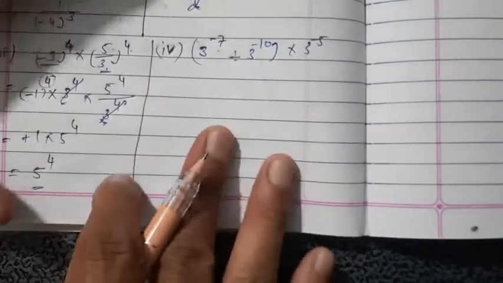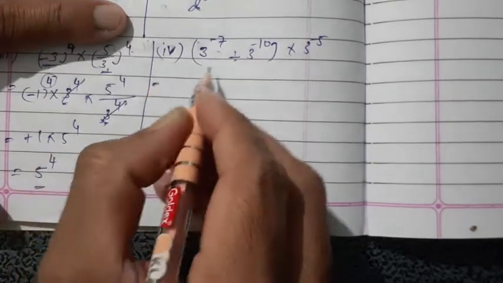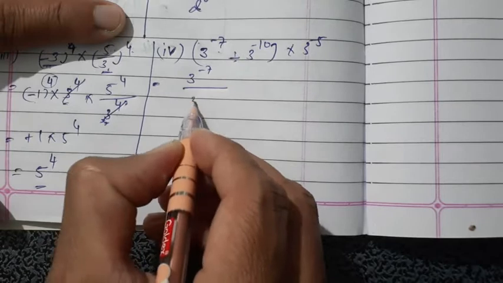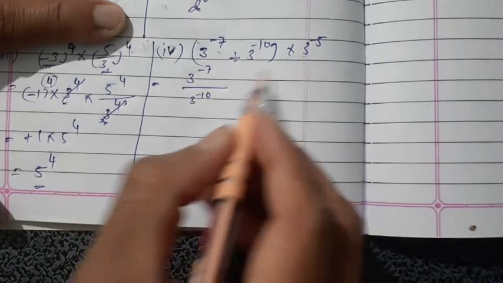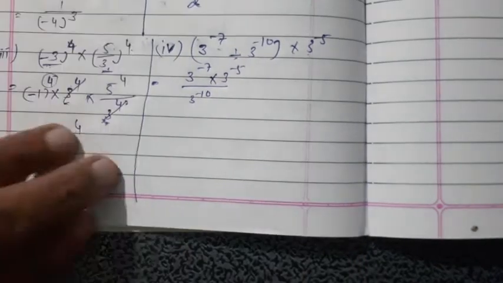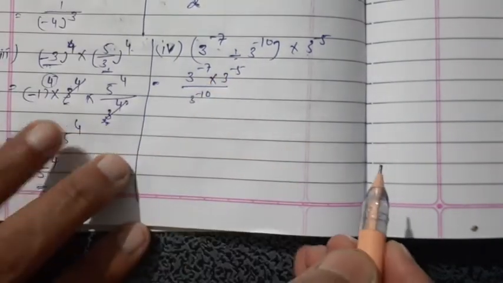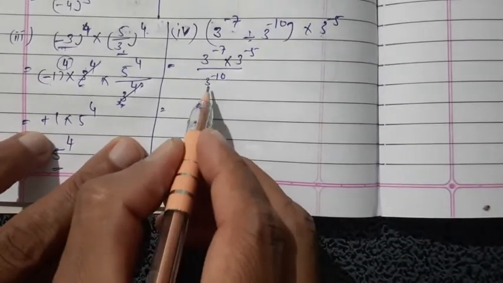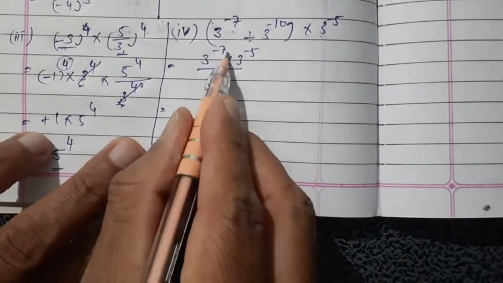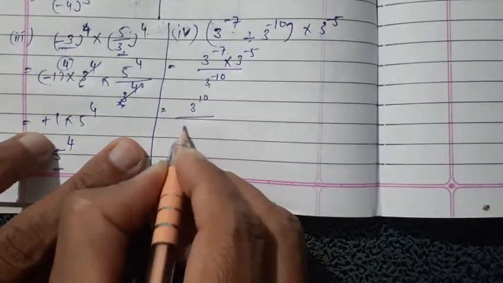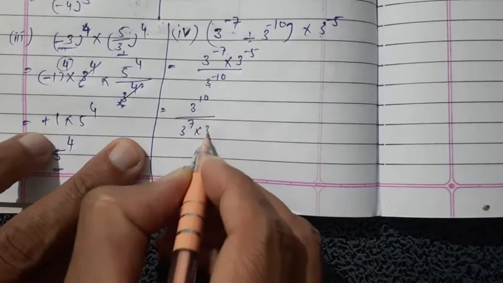Okay, so we write it down in fraction form. Look, 3 raised to minus 7, division is there, so here 3 raised to minus 10, and that is in multiple form, so into 3 raised to minus 5. Now all are having minus power, so what to do? Change the positions. Write 3 raised to minus 10 on the upper side, and these two are on the lower side: 3 raised to 10, and here 3 raised to 7 into 3 raised to 5.